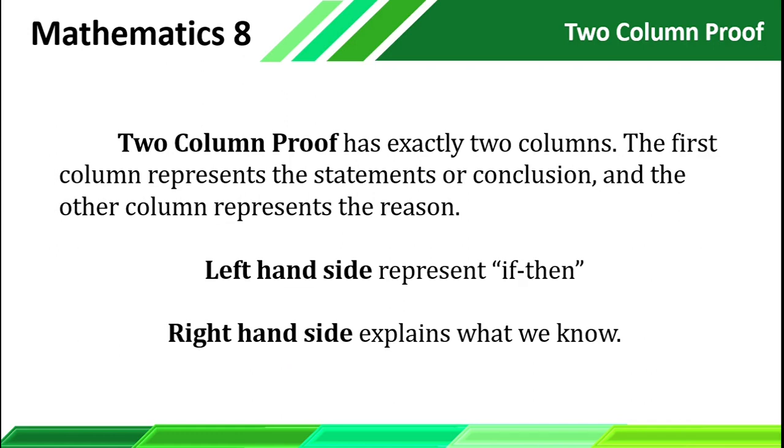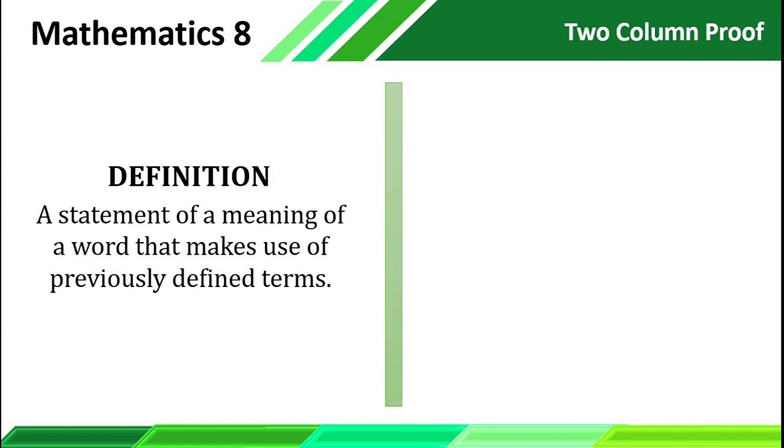Two-column proof has exactly two columns. The first column represents the statement or conclusion, and the other column represents the reason. Left-hand side represents if-then, the right-hand side explains what we know. So what are the things that we can use to back up our conclusions?